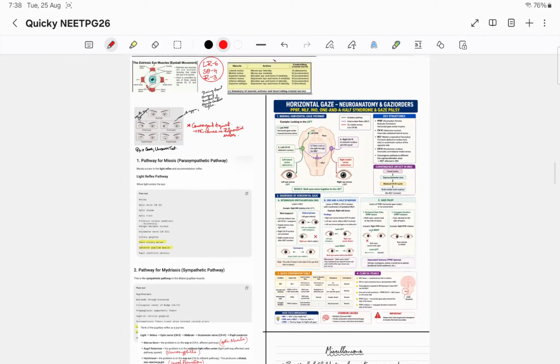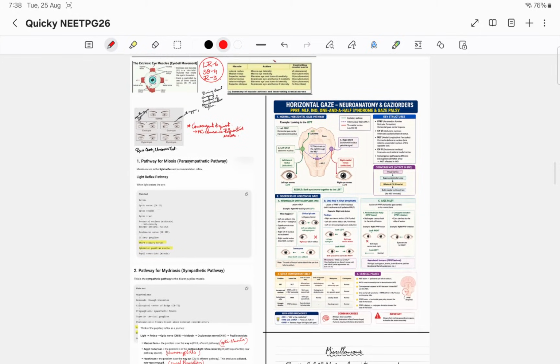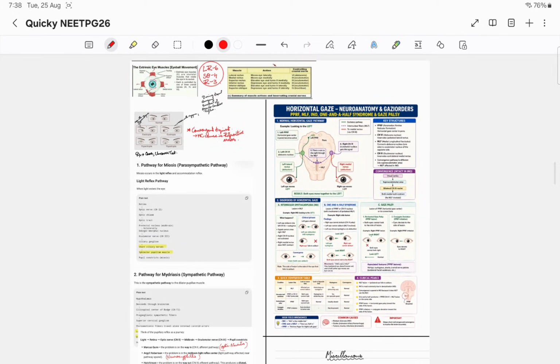Okay, so now the last part, with respect to all the movement disorders and the pupillary reflexes, we'll see.